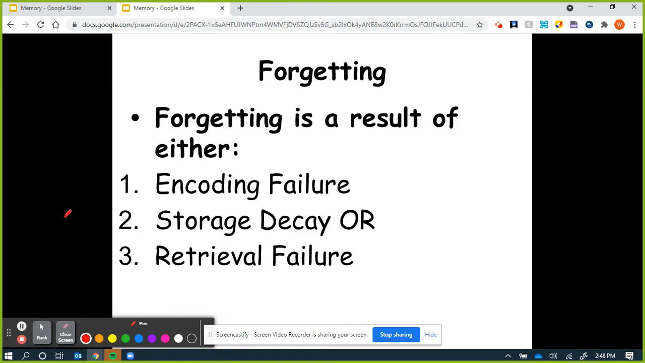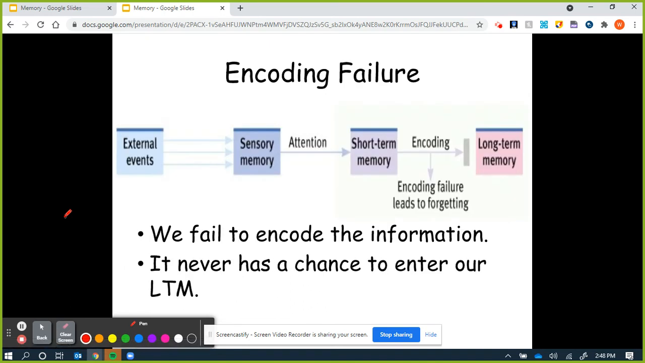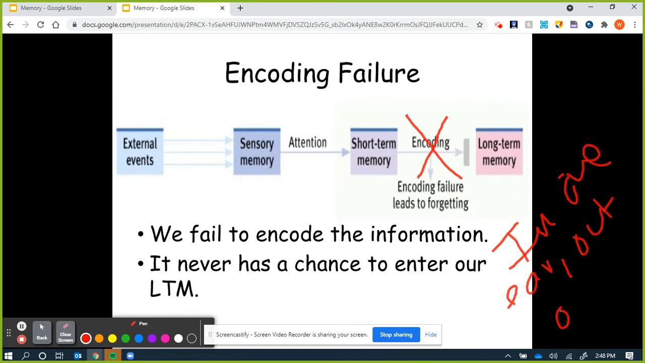All right, so why do we forget? Three ways. If you understand encoding, storage, and retrieval, these are pretty straightforward. Encoding failure is when information comes into short-term memory, but we don't do anything, we don't process it, and it doesn't go into long-term memory. We could call this like in one ear, out the other.